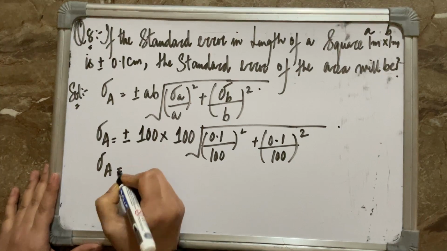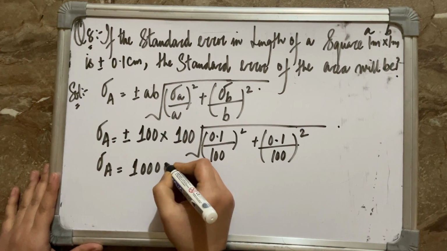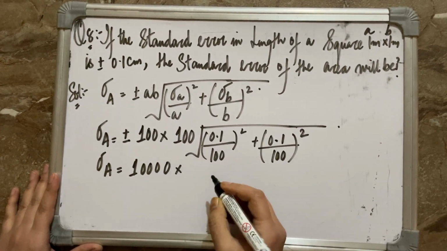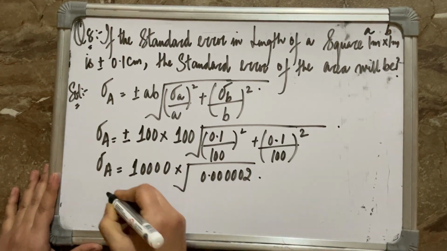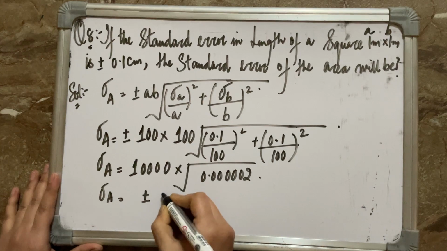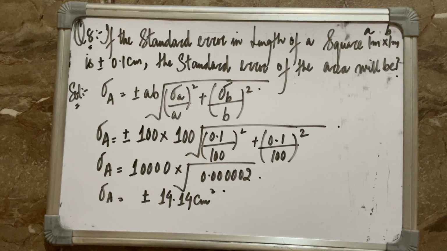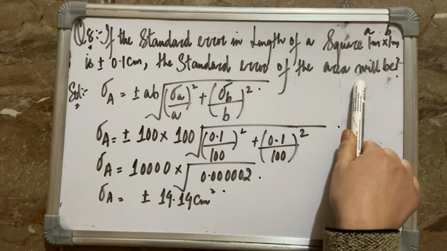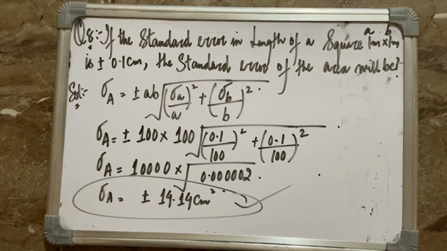By calculations, this is how much? So sigma A is plus minus 14.14 centimeters square. We have only been asked to calculate the standard error of the area, and the standard error of the area of the square is equal to plus minus 14.14 centimeter square. All right, moving on, and let's do question number 9.